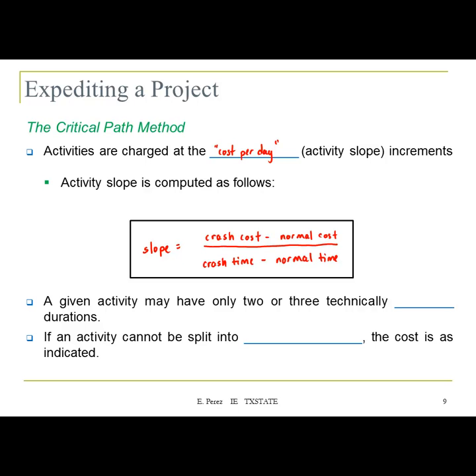So we're going to compute the slope for each one of the activities using their information about the crash cost, the normal cost, the crash time, and the normal time. And that slope is what's going to tell us which activity is the cheapest one and the one that you're going to select to crash first. So we're going to be sorting these activities based on this slope or the cost per day.